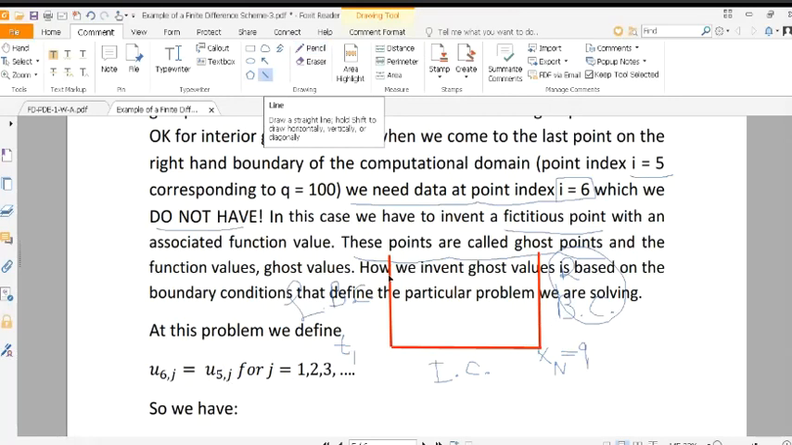This means that when we use u6,j, you can replace u6,j with u5,j. It is not always used this way, but in this example we define u6,j equal to u5,j.